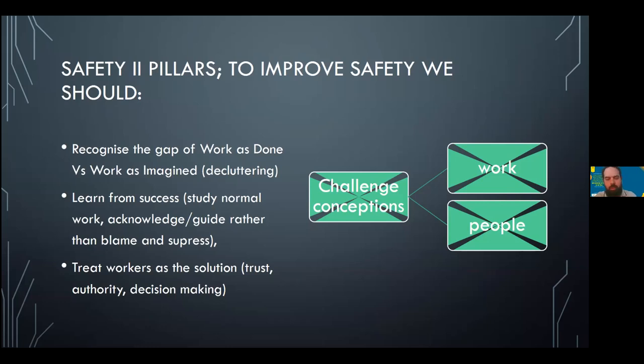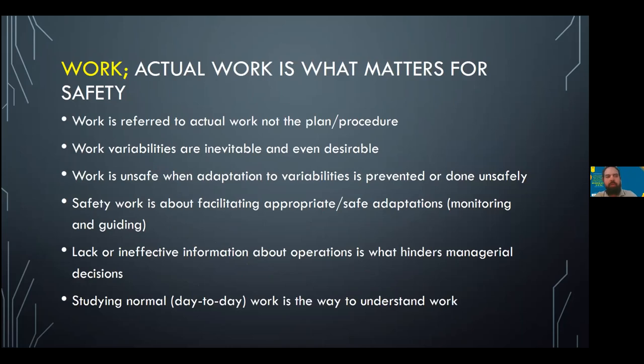The same goes for work. Safety 2 is calling us to change our perspective about work. Actual work is what really matters to safety, not the procedures and not the plans. When we refer to work, we refer to work as actual work, not the plan or the procedure. It also calls for looking at work variabilities, working off the plan, or working not really consistent with the plan, and we should look at that positively, not negatively.